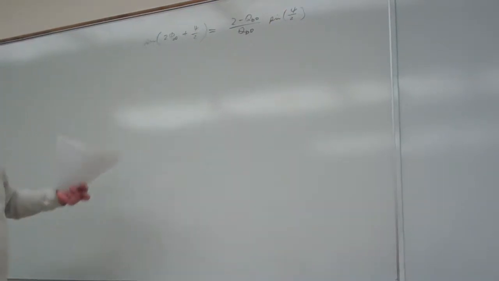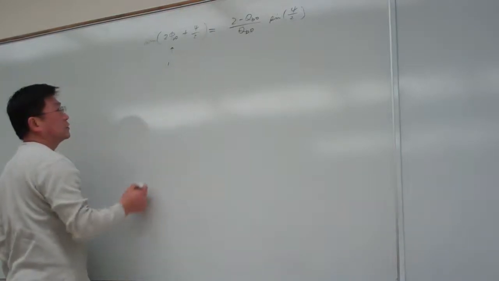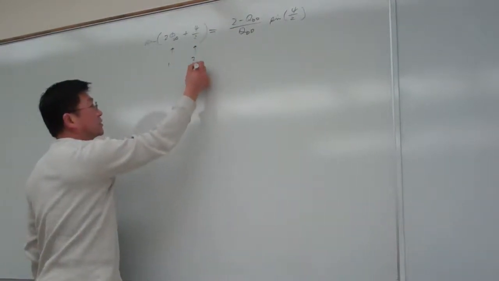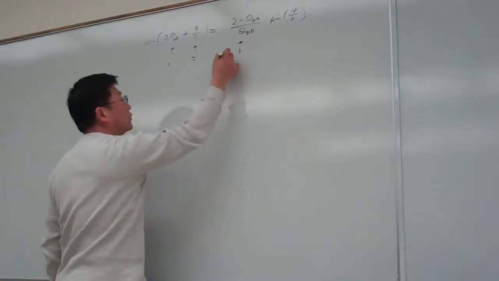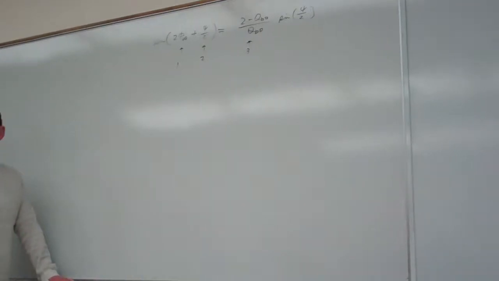Okay, for this single equation, how many parameters do we have? We have the flight path angle, that is the first parameter. We have the flight range angle, that is the second parameter, and also we have Q. So in total, we have three parameters in the single equation.